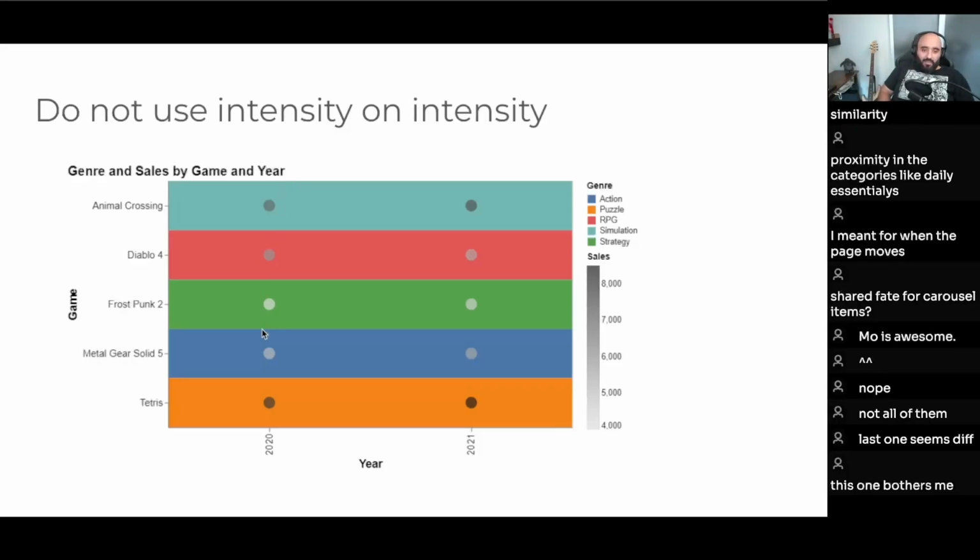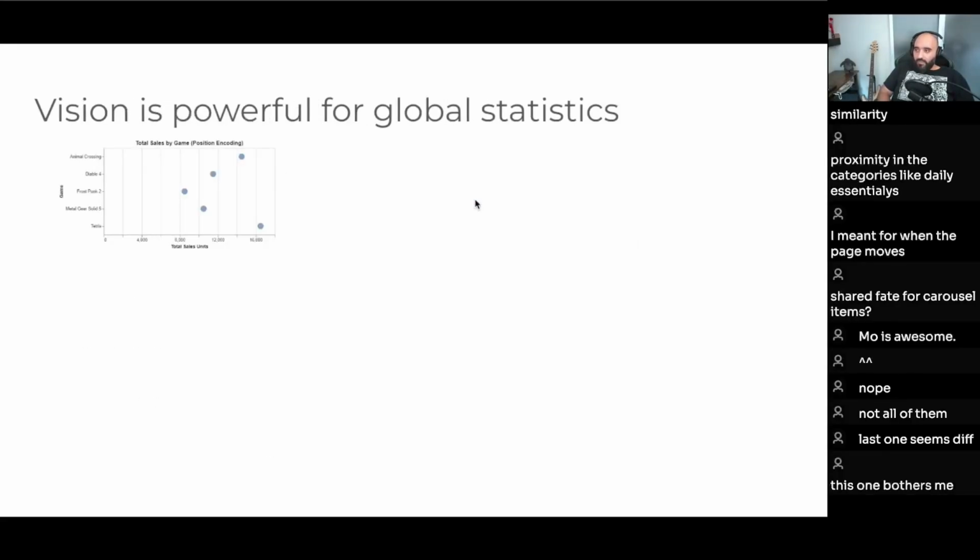This goes back to the idea of intensity. So try to not use intensity on intensity. Color on color is just a bad idea because of the examples that we saw. As you can see, we just see them differently, and sometimes it's hard to read.